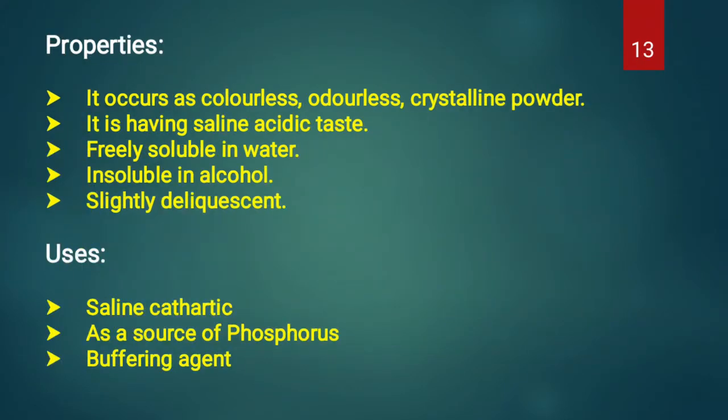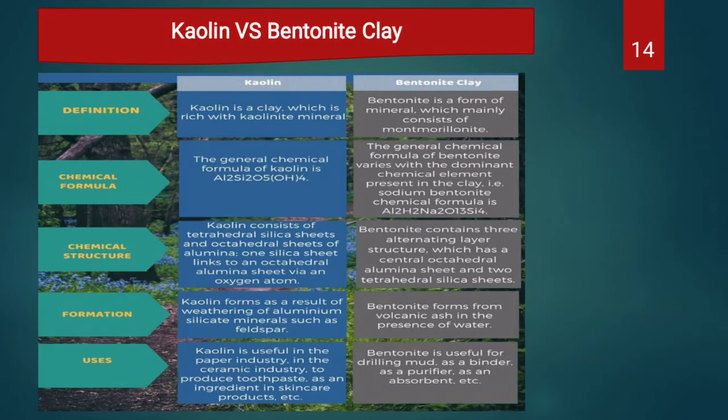Properties. It occurs as a colorless, odorless crystalline powder. It has a saline acidic taste. It is freely soluble in water and insoluble in alcohol. It is slightly deliquescent. Uses. It is used as a saline cathartic, as a source of phosphorus, and sodium orthophosphate is also used as a buffering agent. Kaolin versus bentonite clay.